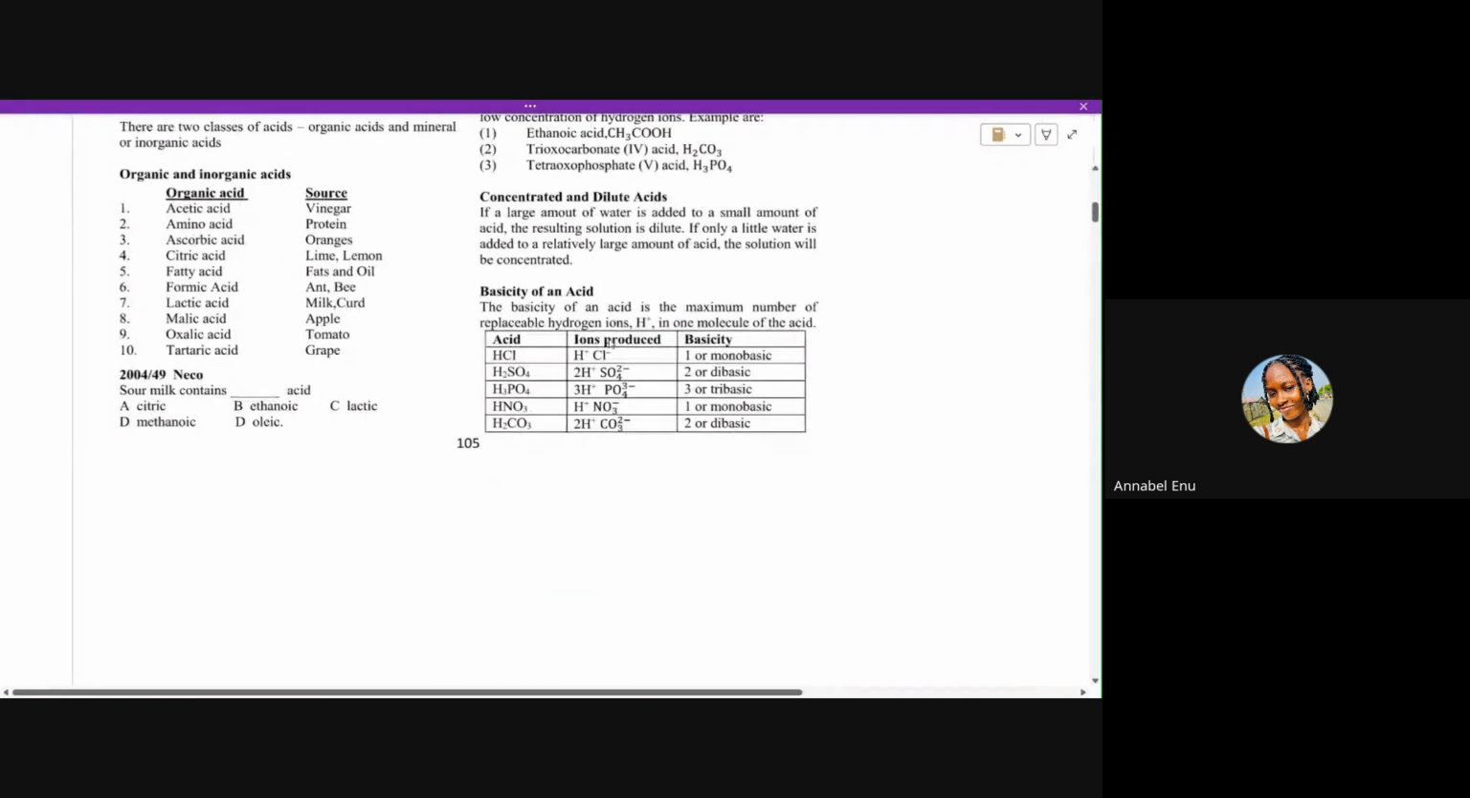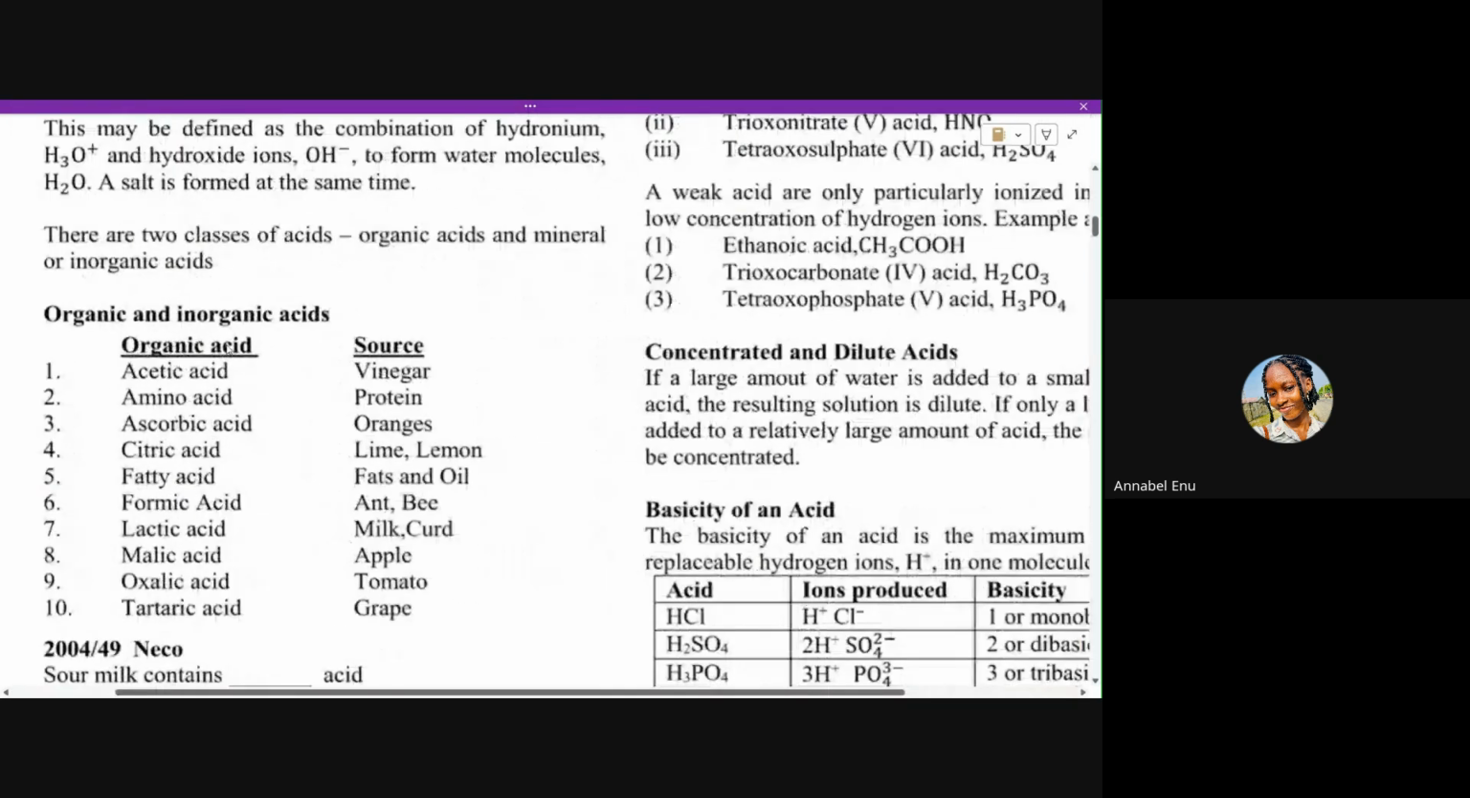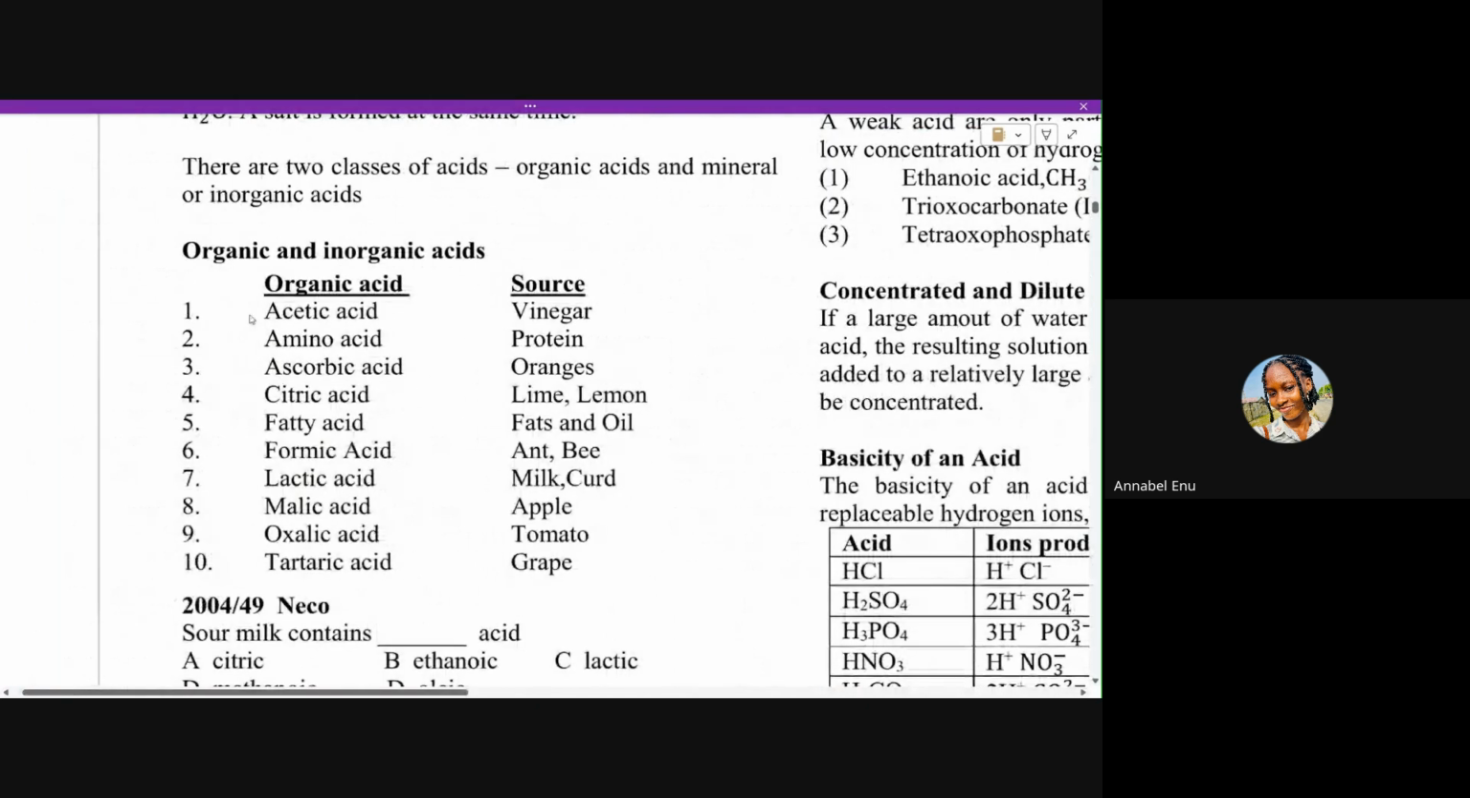Okay, so that being said, we can see some examples of organic acids here. Natural acids. We have acetic acid, what we see in vinegar, and amino acid, protein. Also amino acid is natural. We also find it in living beings. You might have learned that in biology. Also, citric acid is the acid that is contained in lemon or lime. That is why lemons and limes are acidic fruits.